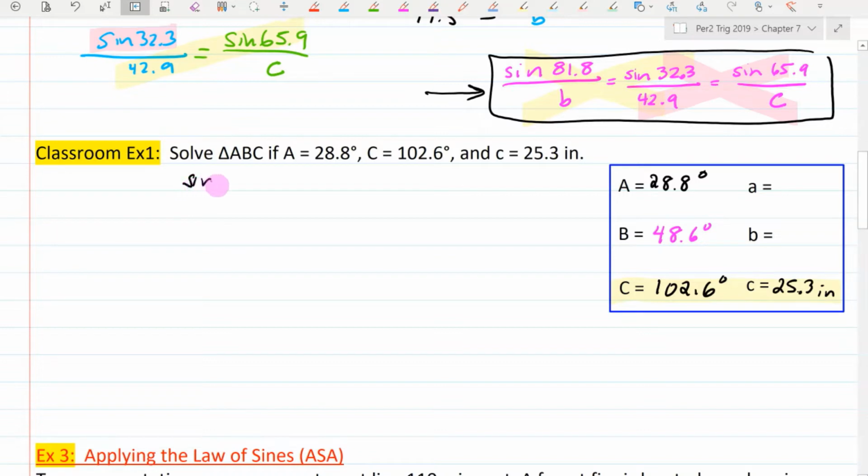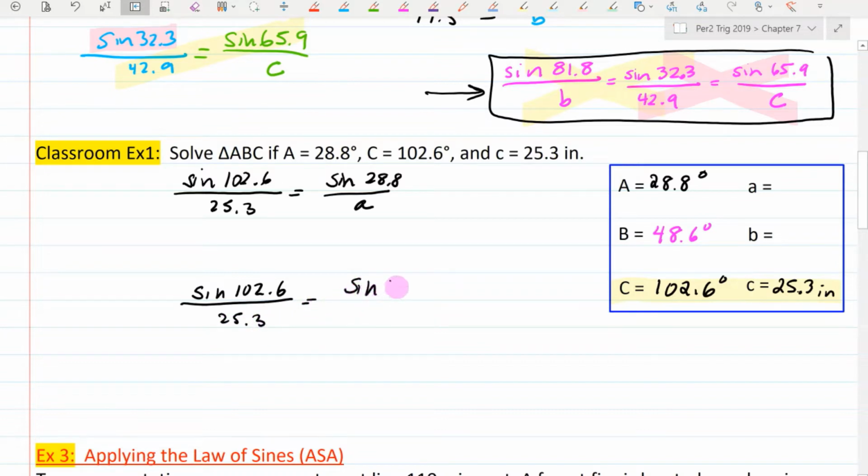So I'm going to have sine of 102.6 over 25.3 is equal to sine of A over A. Same thing, sine of 102.6 over 25.3 is equal to sine of B, which is 48.6, over B. So multiply these two together, divide by that. A is equal to 12.5. Same thing for the next one. Multiply these two together, divide by this, divide by that one, and for B, you should have 19.4.